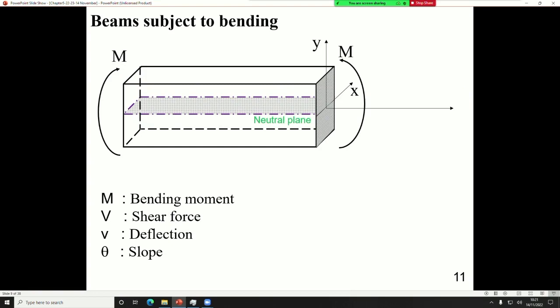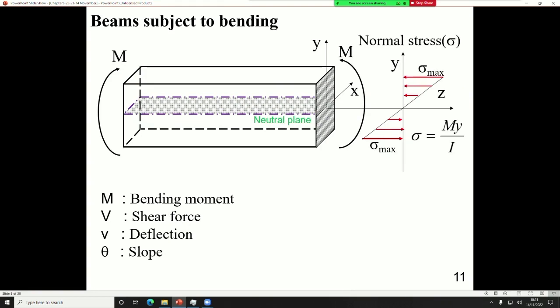So this is just a summary of what I've covered at the moment. We've got a beam subject to bending. This is the neutral plane, the plane of no stress or no strain. This is, at the moment, subject to pure bending moment, which we can simulate using a couple in the lab. If I apply pure bending moment, the cross-section is subject to normal stresses. I'll show you later on, it has a linear variation in terms of y, the distance from the neutral axis.